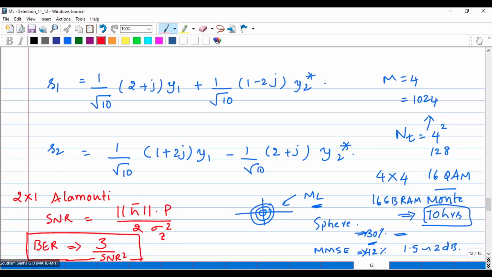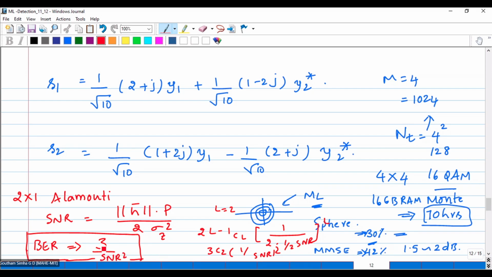The average bit error rate for an Alamouti scheme 2 cross 1 is 3 by SNR squared. How do you get 3 by SNR squared? It is pretty simple. Let's say you have L branches; it will be written as 2L minus 1 choose L, times (1 minus 1/2 times 1 by 2 SNR) whole to the power of L. So if you keep L equal to 2, you will get 3C2 into 1 by SNR squared. That's how you get BER versus SNR.